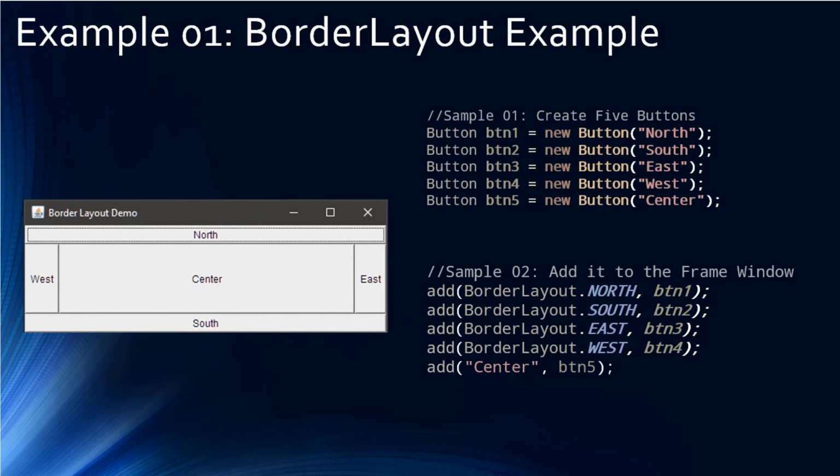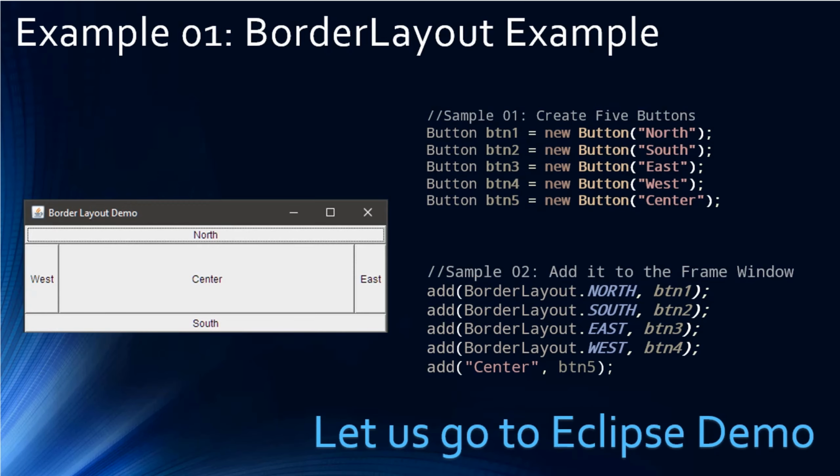Alright, so once you add all these 5 components, that means all 5 buttons, they will look like this: north, east, south, west. You can see the buttons with labels, and the remaining portion is given to the center, and the center button is added towards the center of the container. Now let us go to Eclipse for the demo.